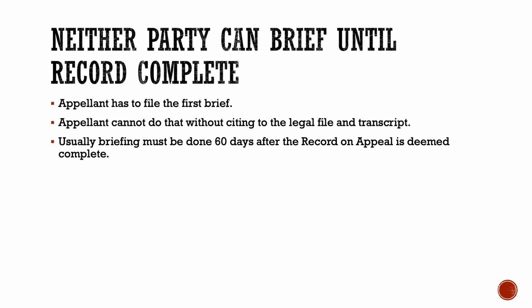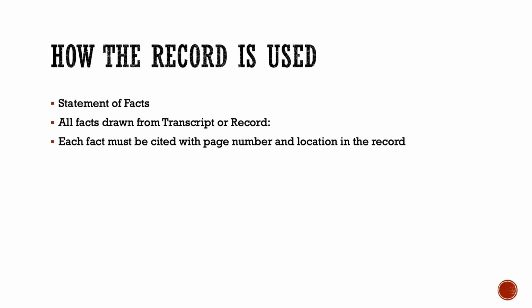And as a result, sometimes, even though you file the notice of appeal in January, you don't actually get the record on appeal finalized until August, September, October. It's not uncommon to do that. So for that reason, neither party can compile a brief until they have the record, because it's necessary to cite to the record in order to make the issues known to the court. For example, one of the things that every appeal has is a statement of facts. And the statement of facts is drawn directly from the legal file and from the transcript.